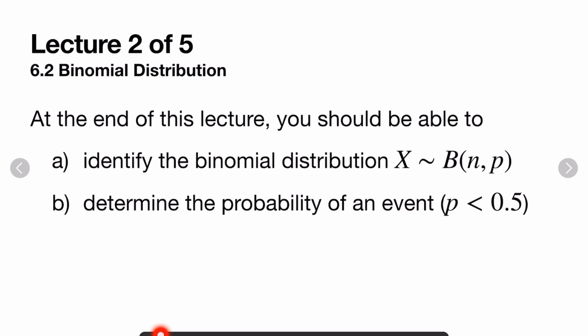For this part, we're going to learn it tomorrow, I guess. P is less than 0.5. Alright, let's go to the first part first, just an introduction to binomial.